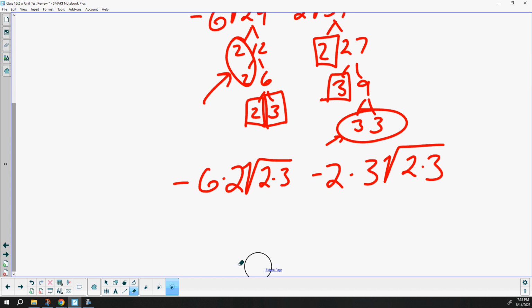All right, negative 6 times 2 is negative 12, root 6. Negative 2 times 3 is another negative 6.